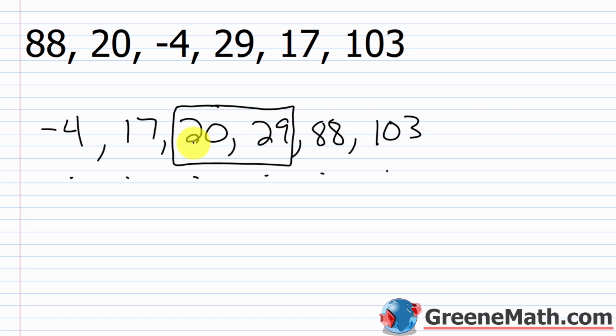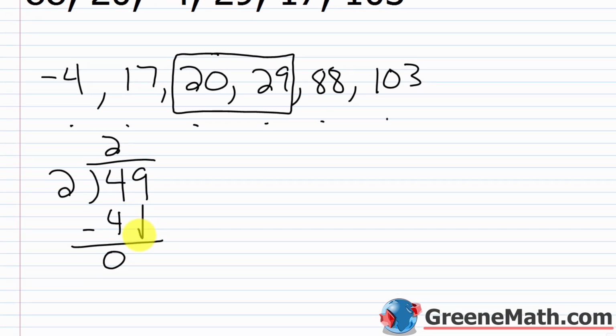And to do that, I sum the numbers. 20 plus 29 is 49. And then I divide by the number of numbers, which in this case we're working with two numbers. So 49 divided by 2. So what is 49 divided by 2? 2 goes into 4 twice. 2 times 2 is 4. Subtracting, get 0, bring down the 9. 2 goes into 9 4 times.